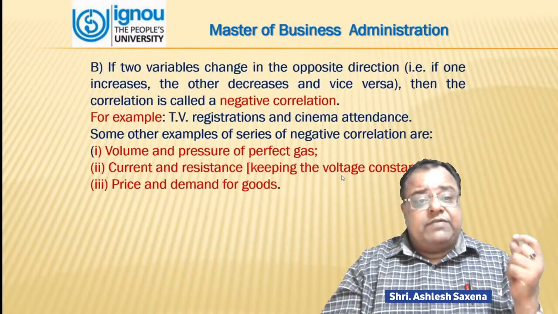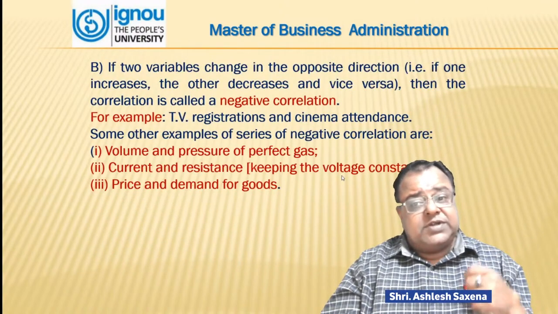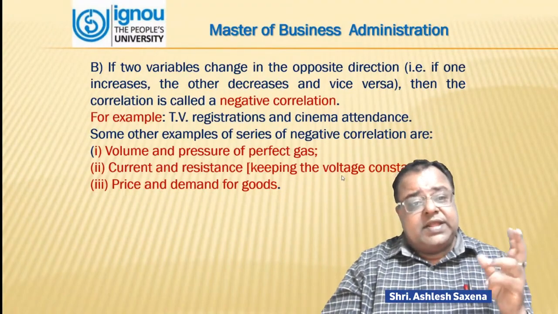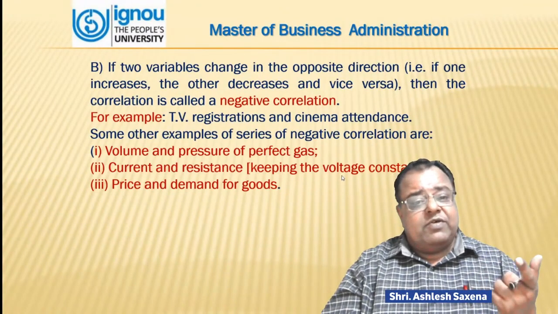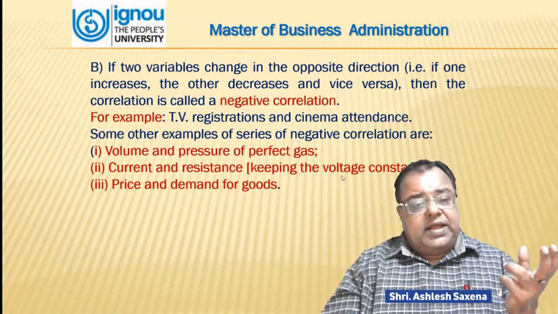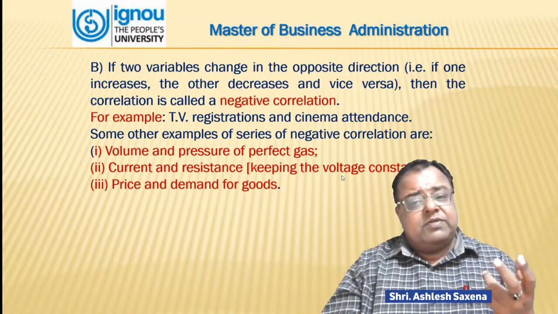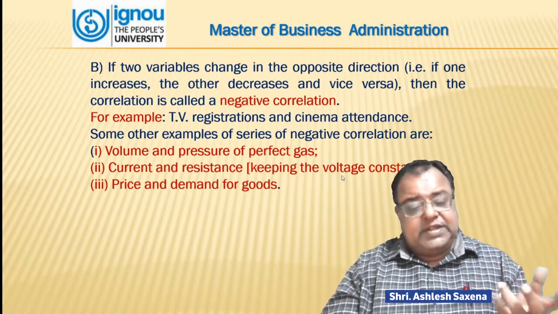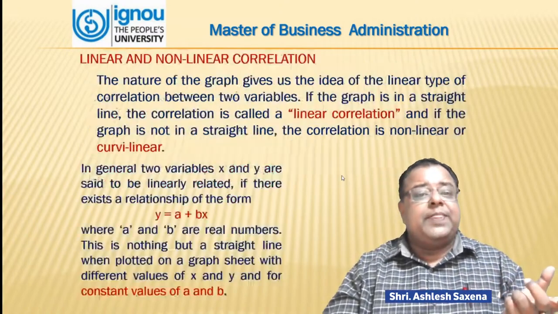The second one is if two variables change in the opposite direction, if one increases and the other decreases and vice versa, then the correlation is negative correlation. For example, TV registrations and cinema attendance. Some of the other examples of negative correlation are volume and pressure of perfect gas, current and resistance keeping the voltage constant, price and demand for goods. These are the examples of negative correlation.